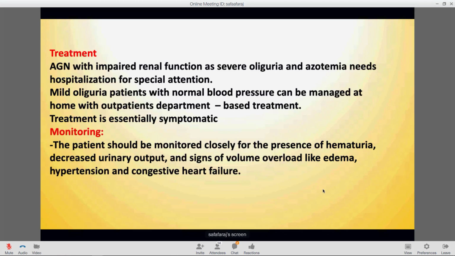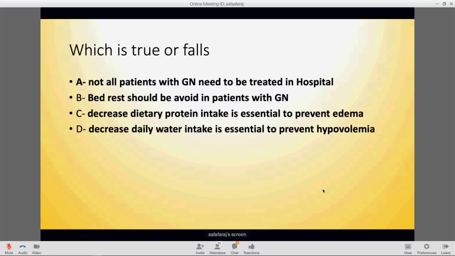Treatment is essentially symptomatic. That means when a patient develops a headache, we will give analgesia, and we will give dietary advice to the patient. The patient should be monitored closely for the presence of hematuria, decreased urine output, and signs of volume overload like edema, hypertension, and congestive heart failure, which is an early sign of acute renal damage.